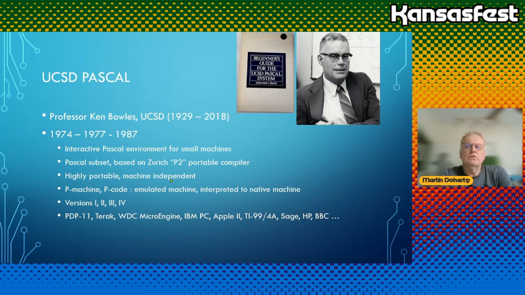It went through versions 1, 2, 3, and 4. Some of the platforms it was implemented on: PDP-11, the Terak, the Sage, HP, BBC, Commodore, Apple, TI, IBM, and there was the Western Digital Micro Engine, which was actually a hardware implementation of the P machine. So it couldn't do anything else but run UCSD Pascal programs.